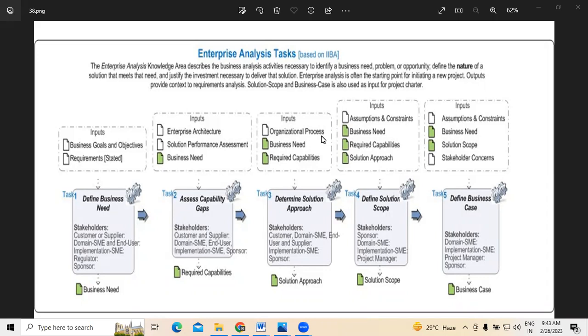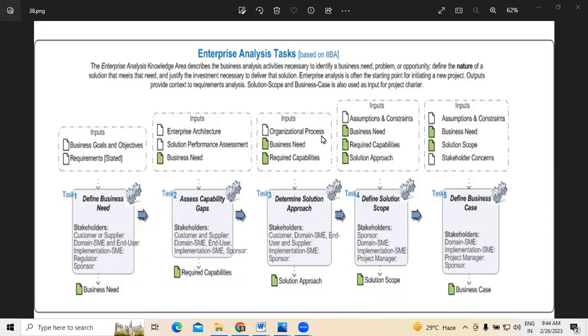So there are 5 stages normally here. In the first stage, we need to define the business need. So if you want to define a business need for any customer, make sure we understand the kind of goals and objectives of the business which the customer wants to achieve. Because that is where, as I said earlier, understanding the goals and objectives of the business is required.